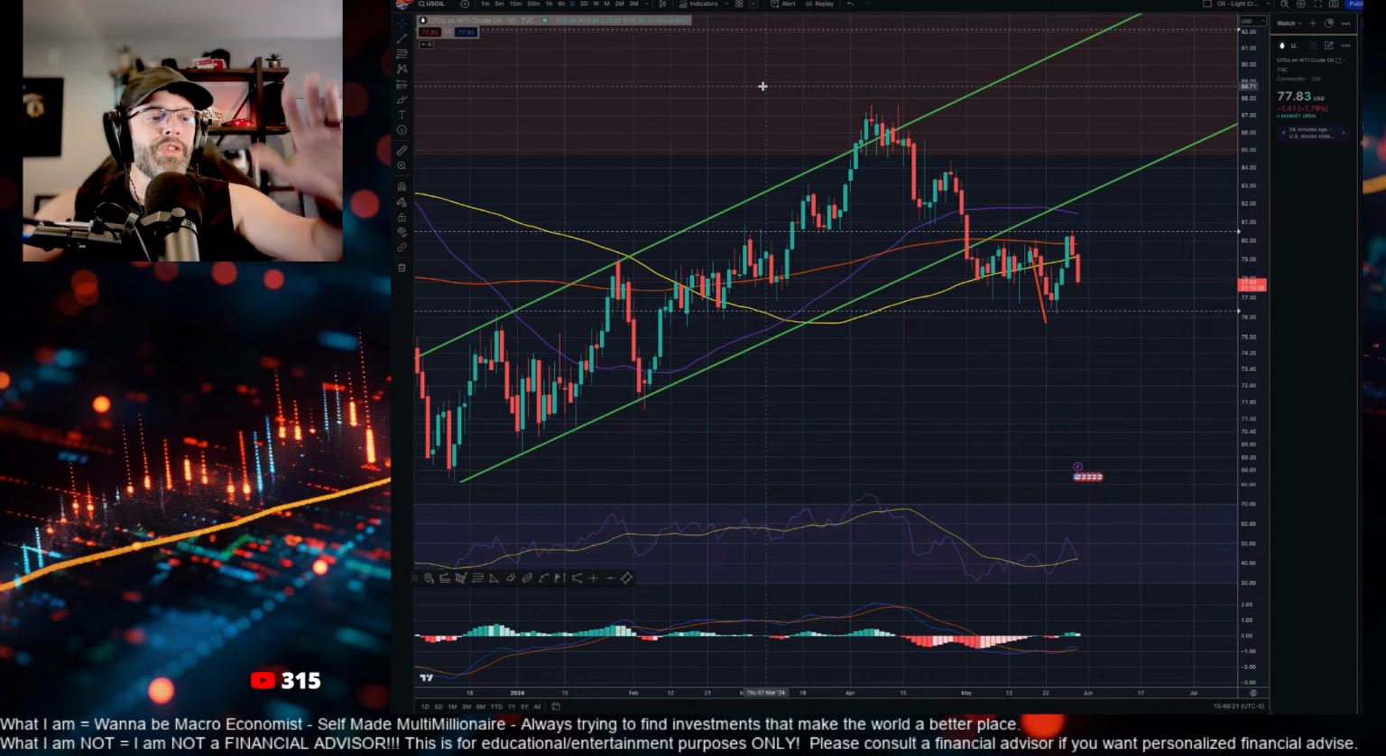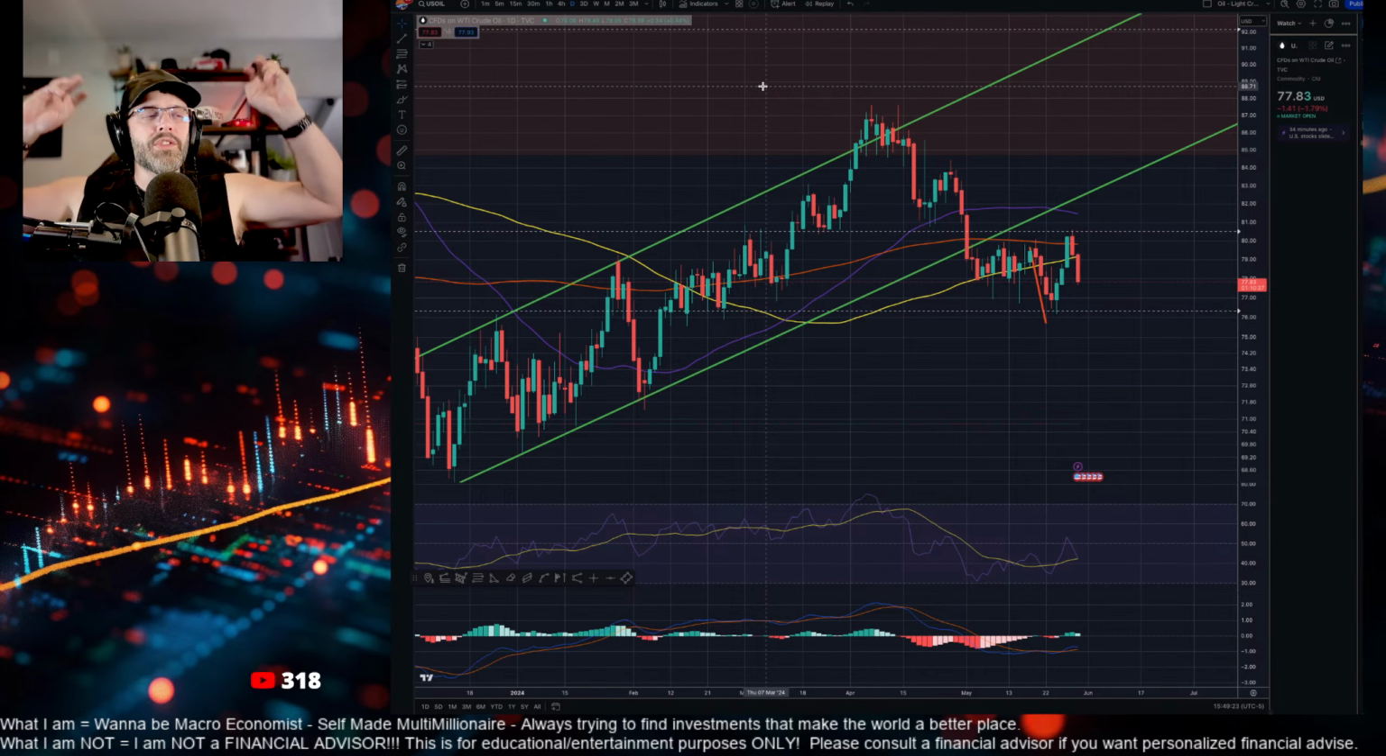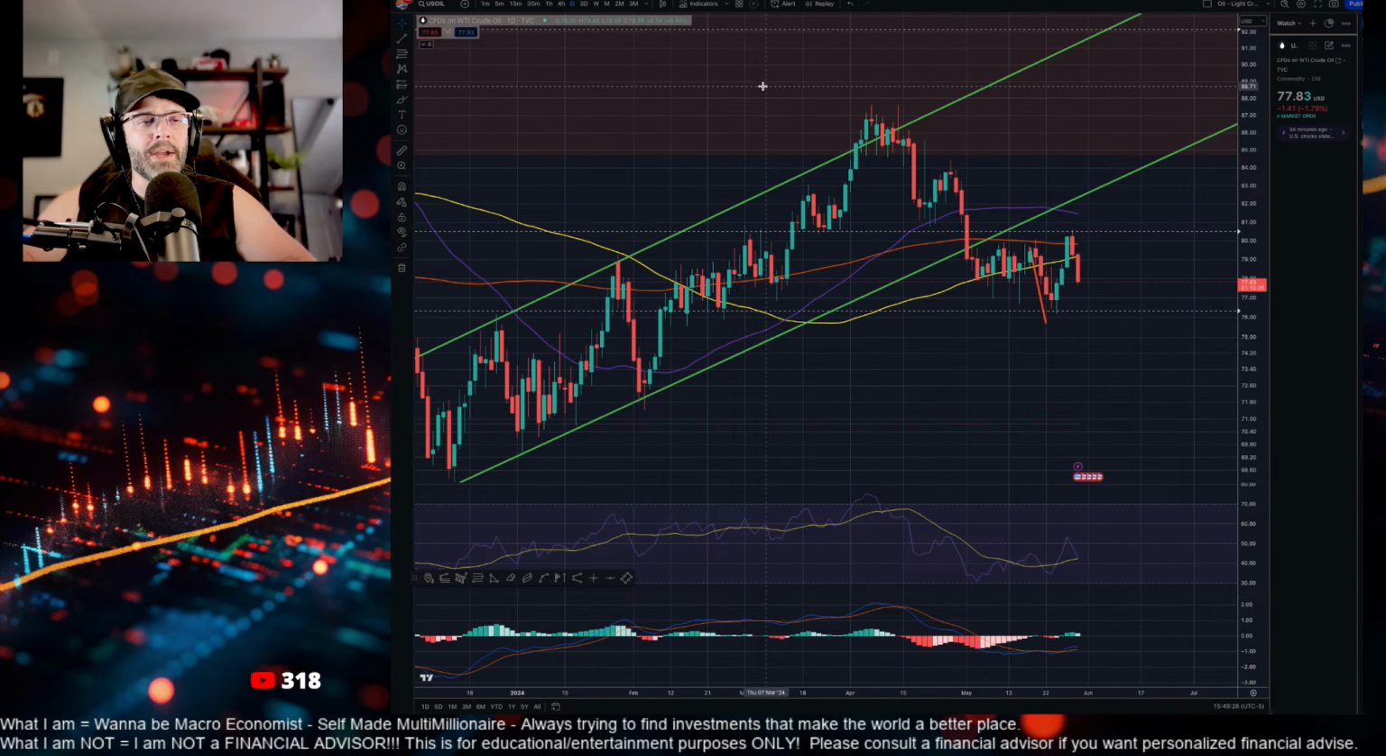But look at this, though. So all these things look good, right? The bond market is going to be in control because we got the Treasury buying stuff back.